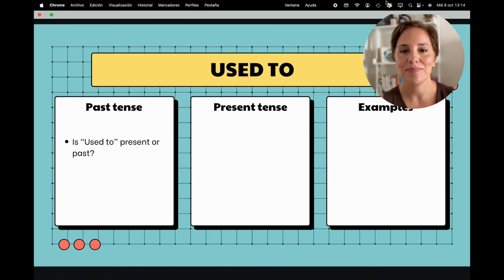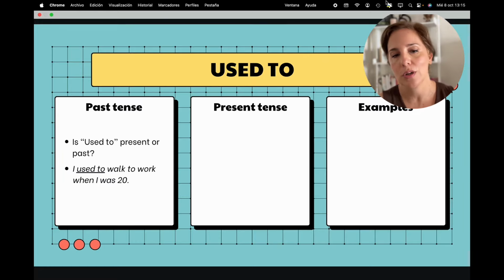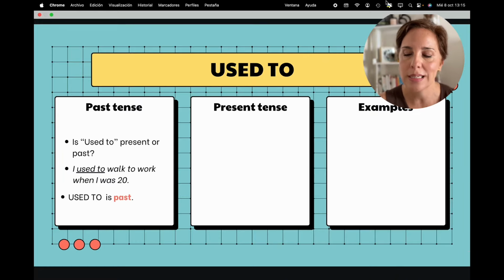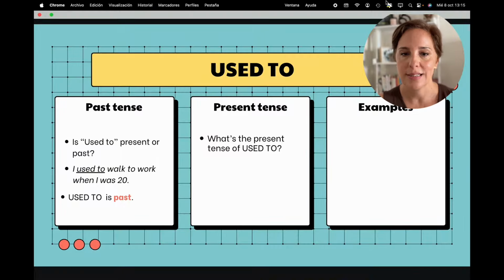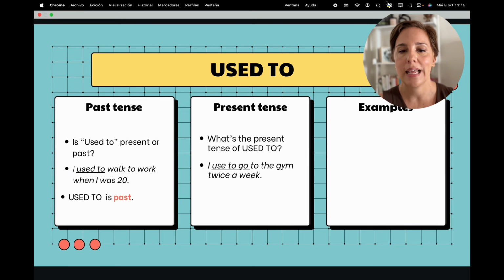All right? Okay, so the question is, is used to present or past? Do we use it for the present or do we use it for the past? Well, the answer is, if you say something like, I used to walk to work when I was 20, used to is always used for the past, to express the past. So what about the present tense? What's the present tense of used to? What do we say in English?